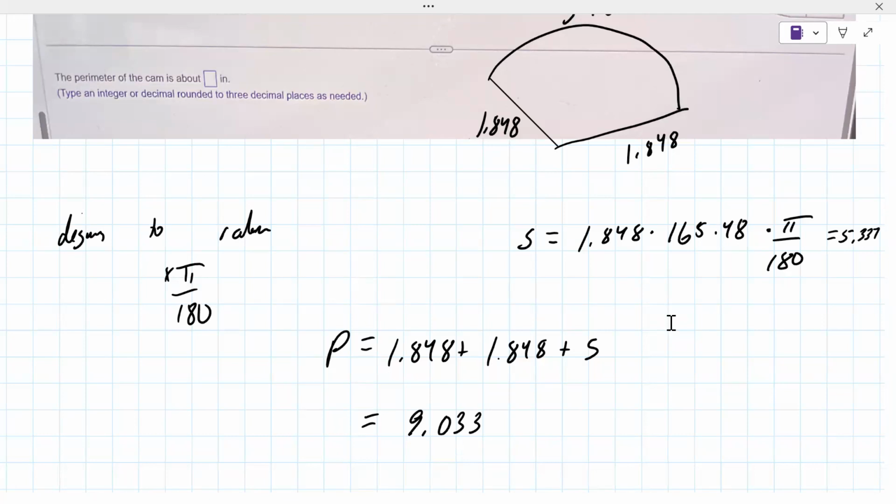Got the next one. Let's just snip that in.